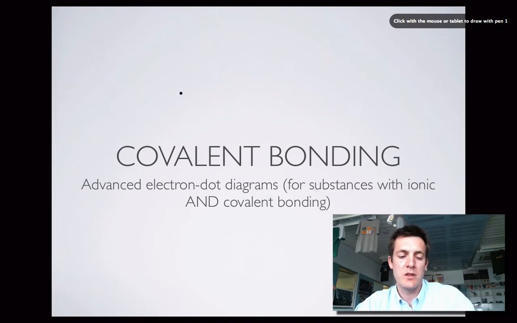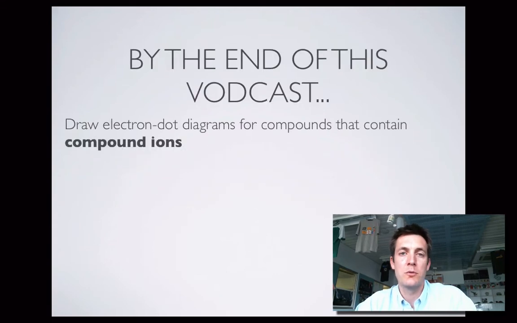This one deals with some of the more complicated types of electron dot diagrams that you might see in year 11 and 12. And hopefully by the end of the film you'll be able to draw electron dot diagrams for compounds that are made up of compound ions. So not only is the compound made up of different atoms, but the ions that make up the compound are themselves made of different atoms. Okay, so here we go.